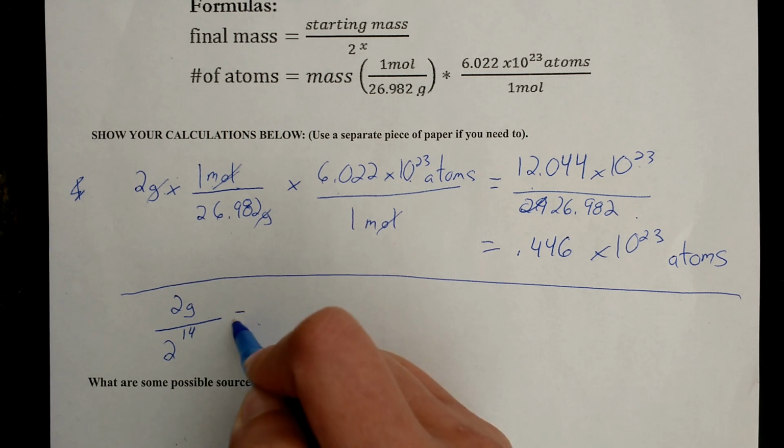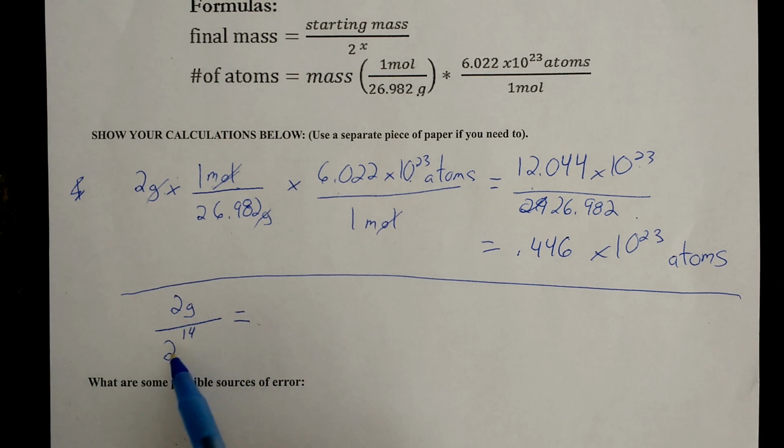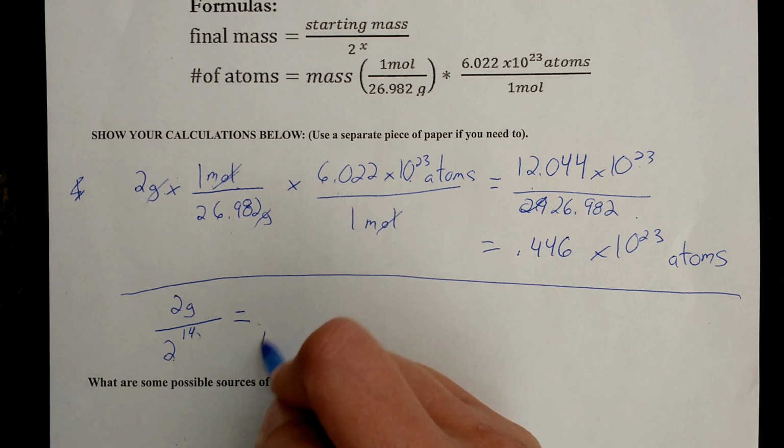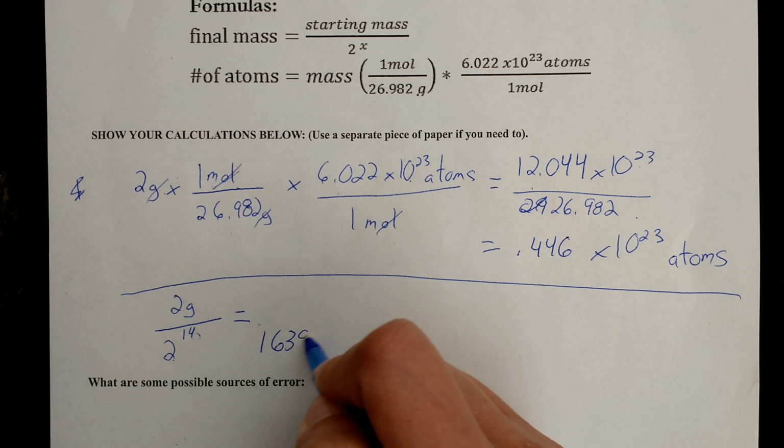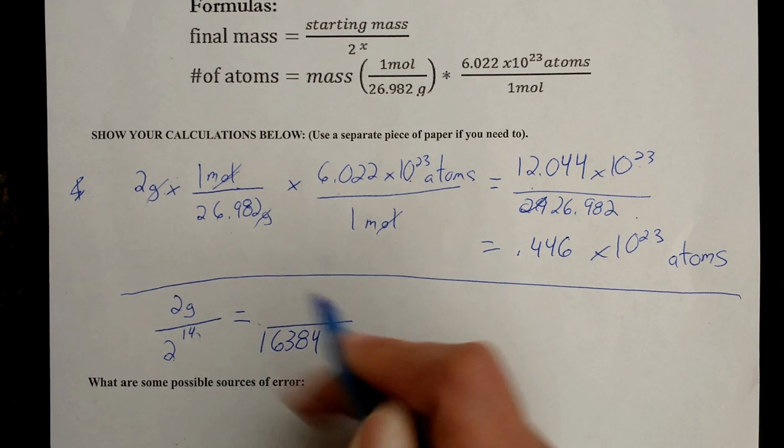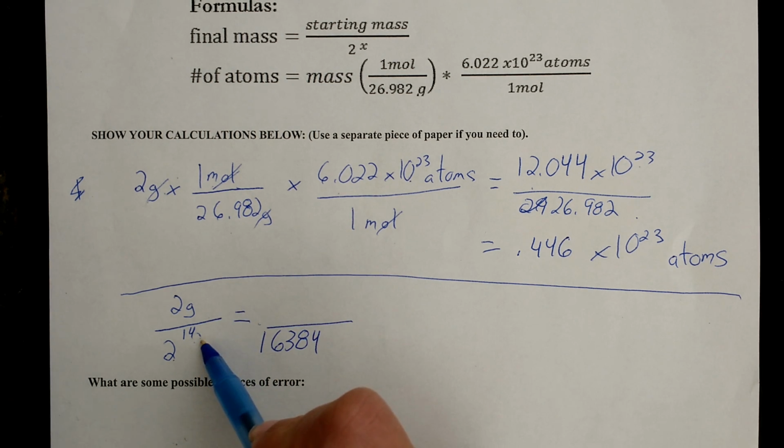And I'm going to say I made 14 cuts. I recommend doing 2 raised to the power to start. And I got 16,384 for this. Keep in mind, it's the number of cuts for your group. Every group has a different number of cuts.